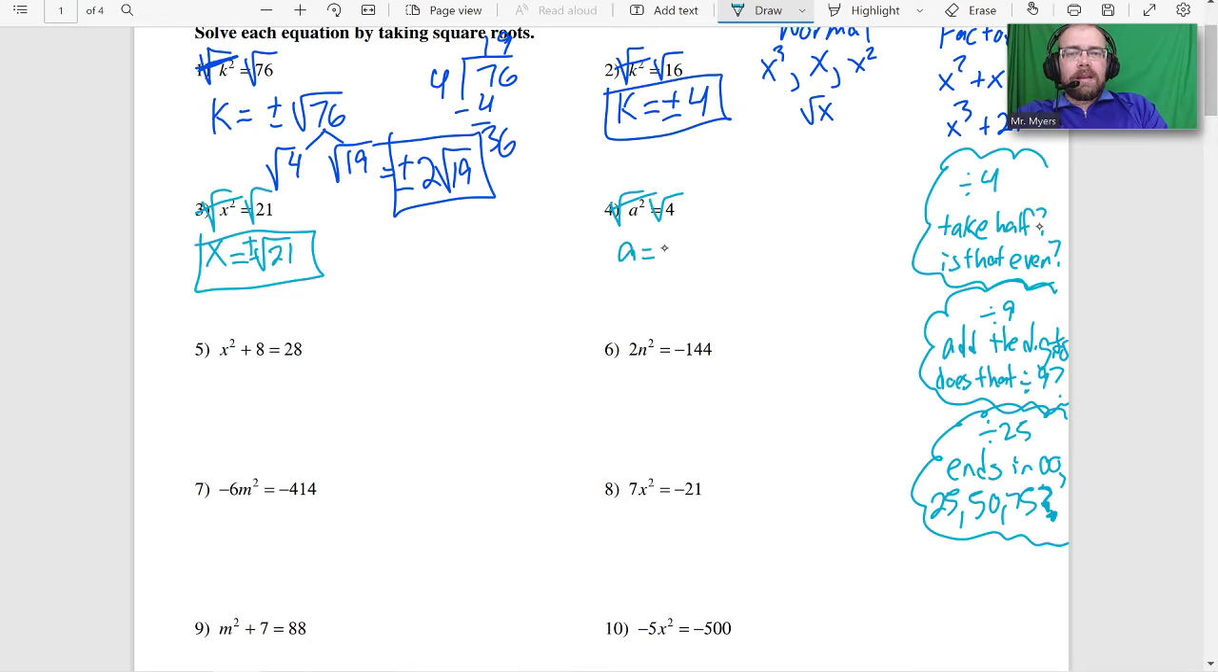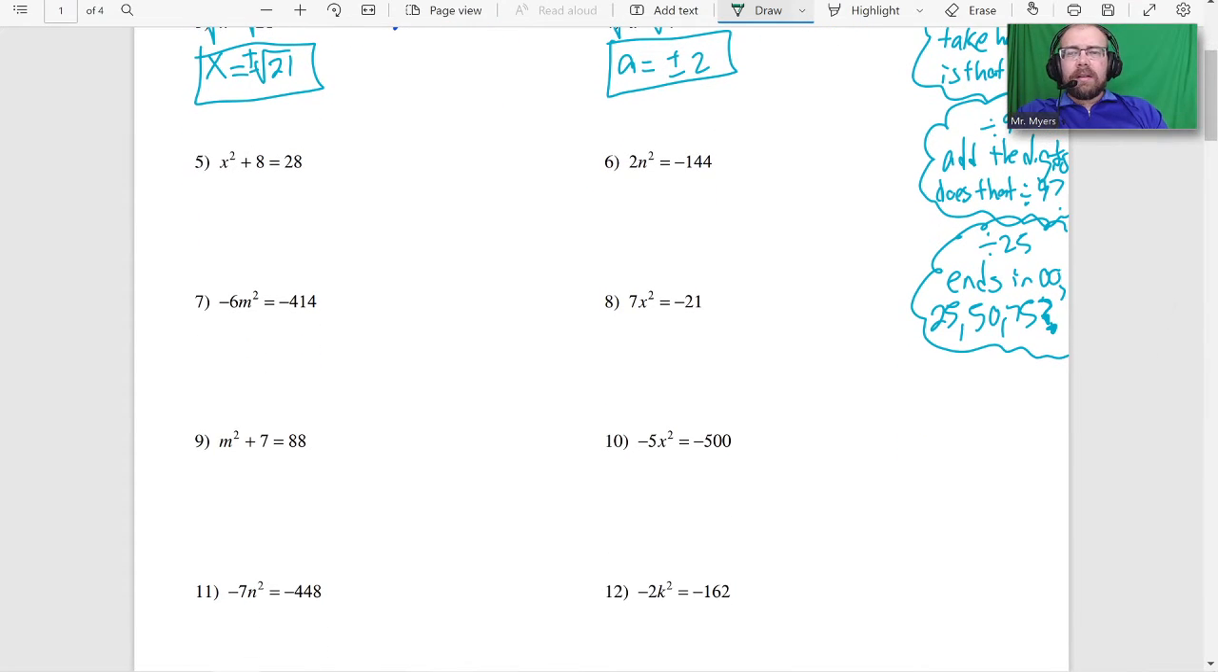Number 4, even easier. Boom, boom. A equals plus or minus 2. That's it. Square root of 4. And then add plus or minus to everything. Right? Now I'm going to start to go a little bit faster as we go along here. But that's what we're doing here.